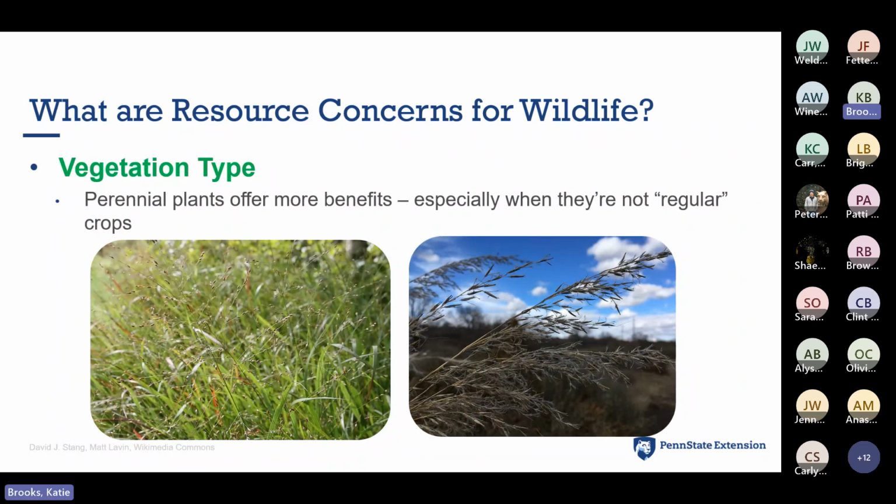And then cool season grasses and legumes, we don't recommend them as much, but they can be an important source because they green up in the spring and then stay green into the fall. And so they're some of the first food available for many species of wildlife. And so just start thinking about the different vegetation types and not having just one if possible.